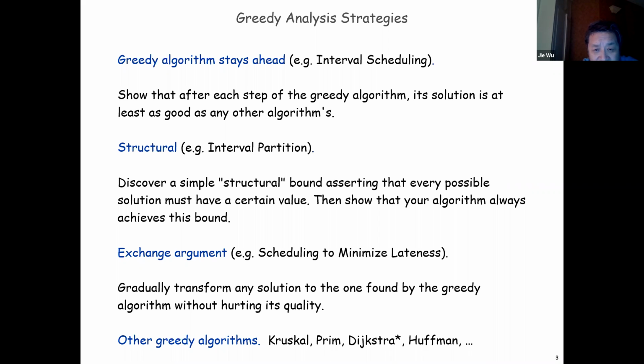The last one is scheduling to minimize lateness. You have lots of jobs and you have to finish all of them, but in addition, there is a deadline. So you try to find the best schedule so that the maximum lateness of each job is minimized. This is a totally new, different way to prove optimality through an iterative exchange, called the exchange argument. We will go through each one by one.